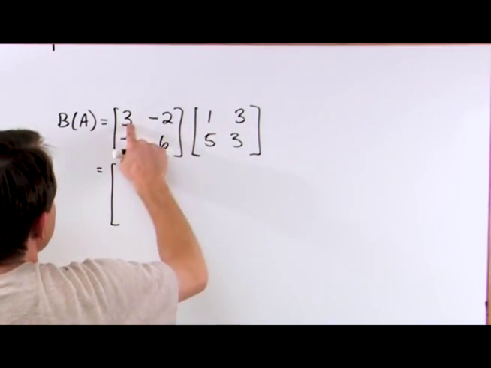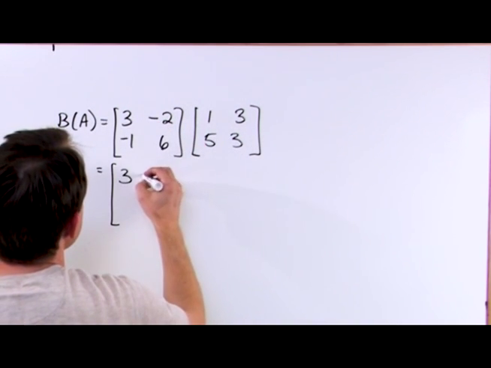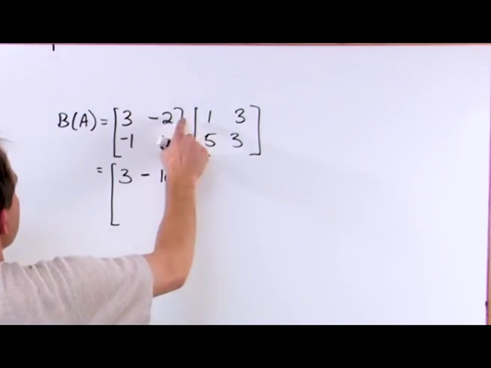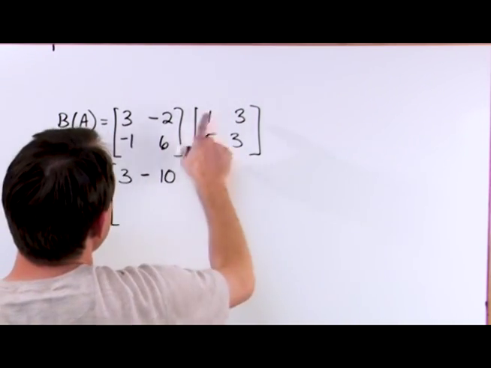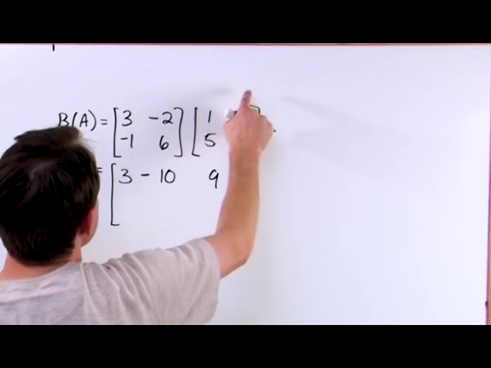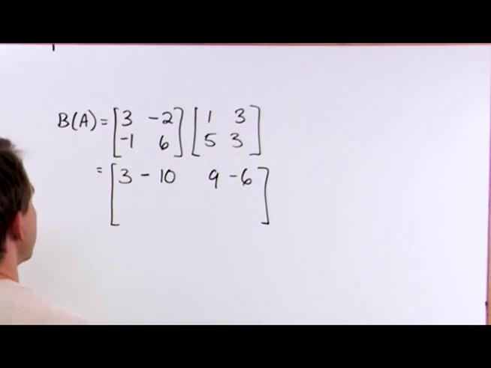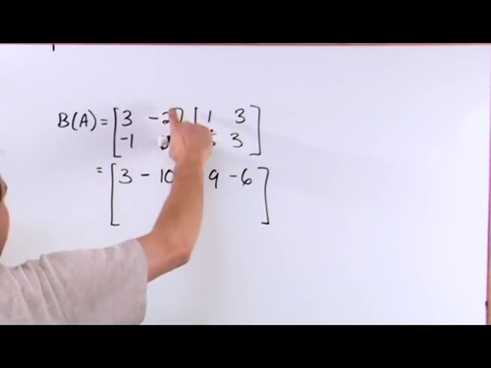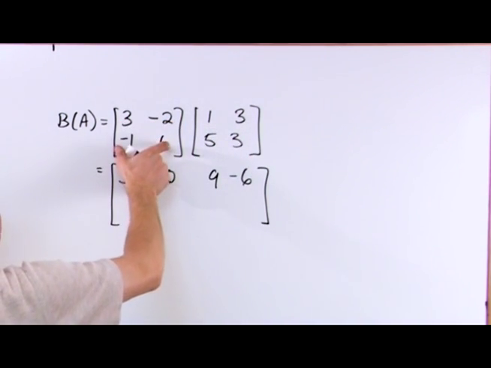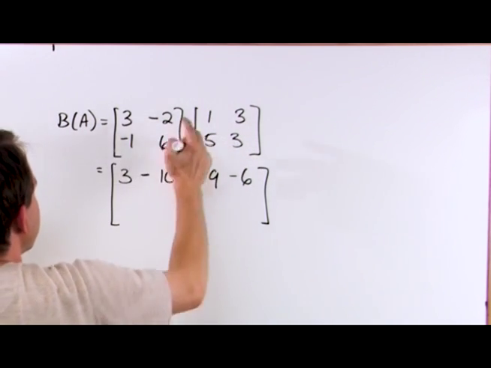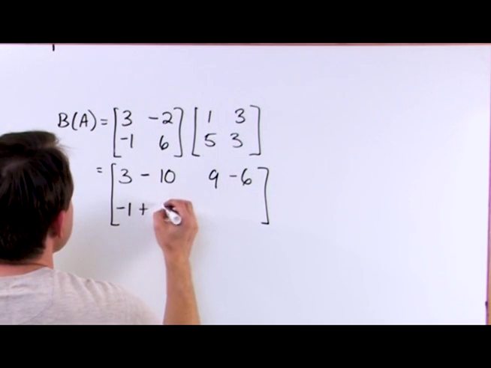Over and down starting here, 3 times 1 gives me 3, plus -2 times 5 is -10. Over and down. Now let's go to the next column. Over and down. 3 times 3 gives me 9. Over and down. -2 times 3 gives me -6. Okay? Now I can't do any more because I've gone over and down. There's nothing else to do. Now I'm going to go to the next row. Over and down. -1 times 1 is -1. Over and down. 6 times 5 is 30.